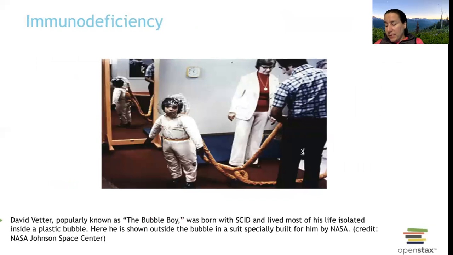This is a picture of the bubble boy. He has primary immunodeficiency. He was born with SCID, severe combined immunodeficiency.